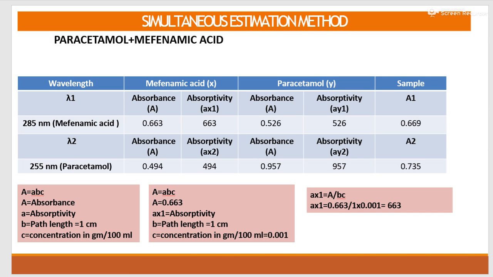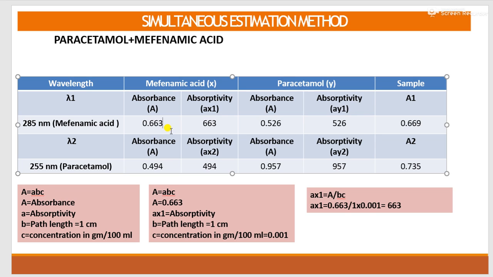Now coming to the calculation part. As I told you, X you have to measure at lambda 1 and lambda 2, and Y you have to measure at lambda 1 and lambda 2. So using the absorbance you can calculate absorptivity. For example, lambda 1 is the lambda max of mefenamic acid, that is 285, and lambda 2 is the lambda max of paracetamol, that is 255. So mefenamic acid at lambda 1 gives us 0.663 absorbance.